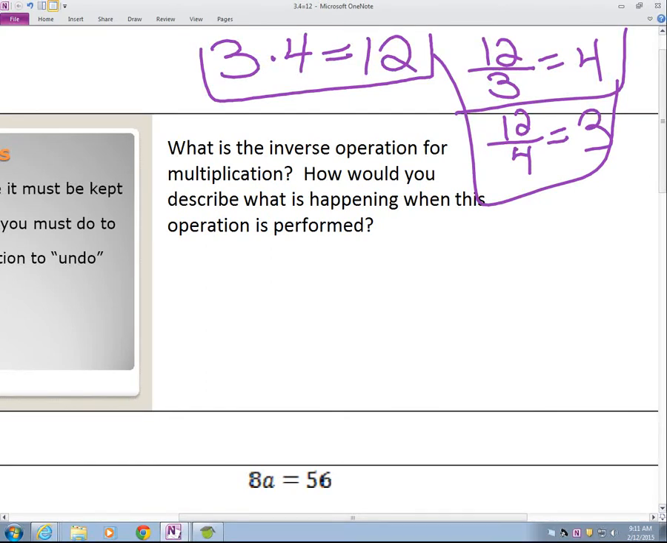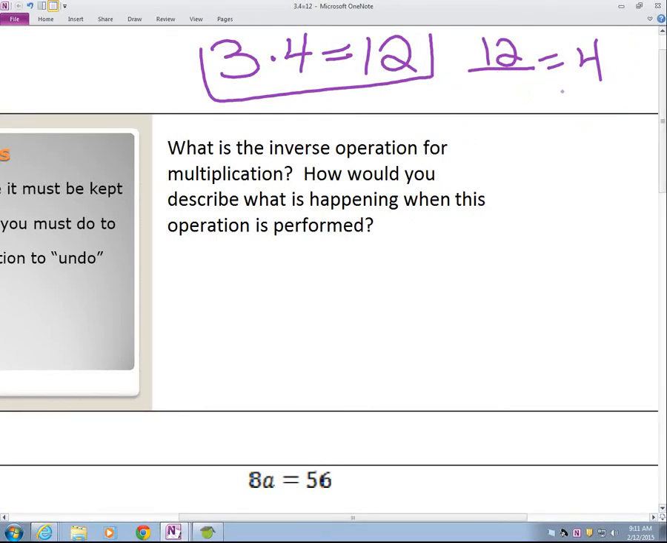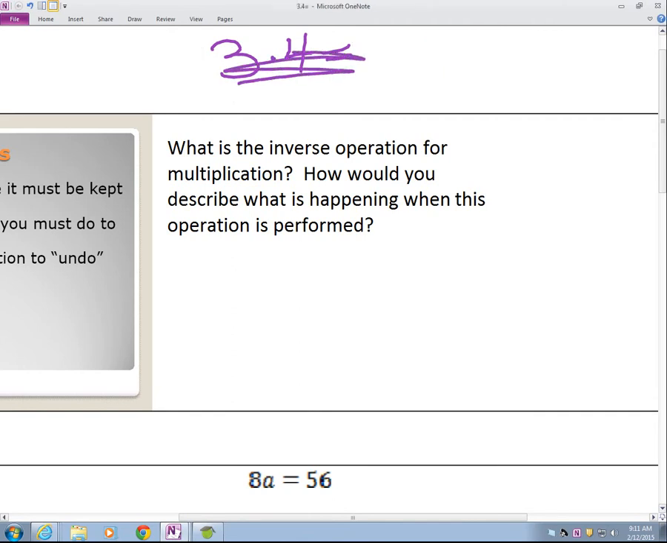Good. Now, how would you describe what's happening when this is performed? There's a couple different ways that I used yesterday in class. Eminem? Okay, so when we're doing inverse, we are changing the sign, but what is the reason for that? But why, Sean? Why? What are we trying to do? But yes, you are on the right track.